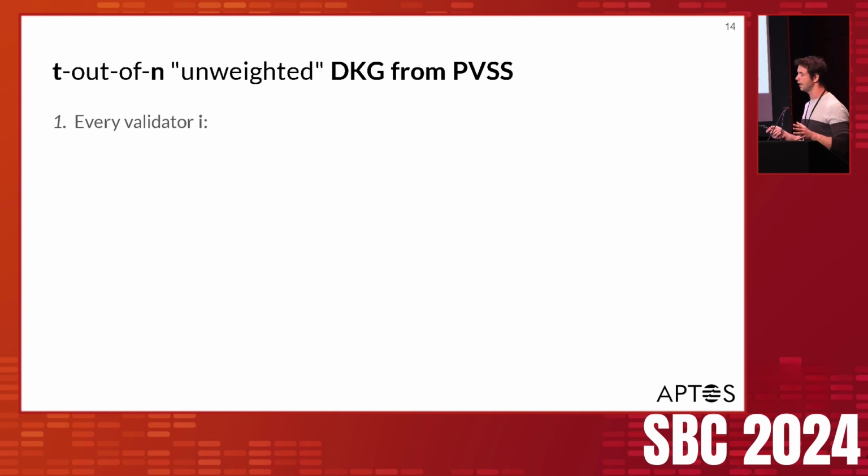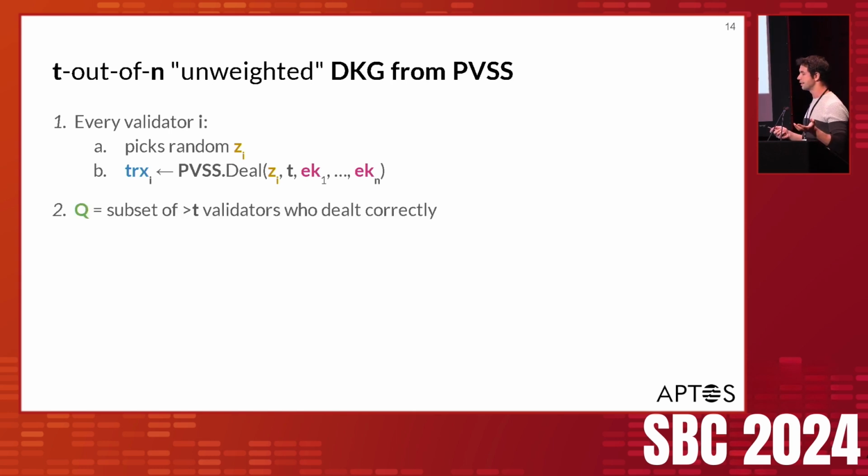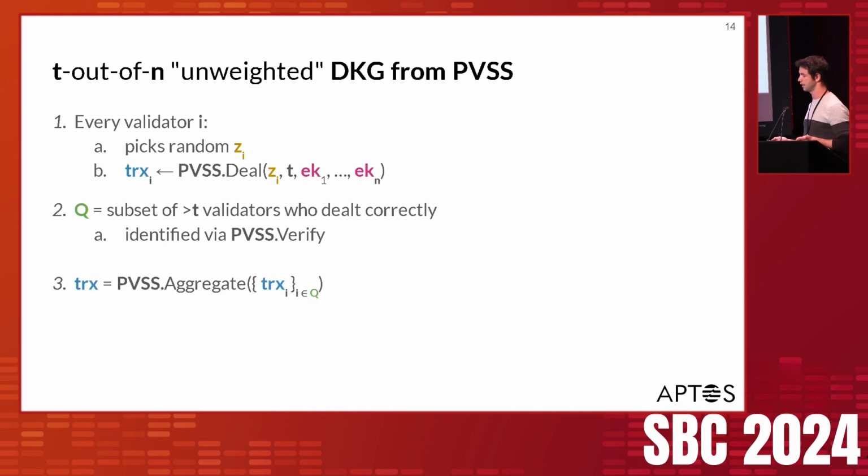So each validator i will pick a random secret z_i, and deal it via PVSS to the other validators with threshold t, and that defines a transcript TRX_i for validator i's secret. Then there will be some large enough subset of validators that have done this correctly, by the threshold assumption. We can identify the subset by calling PVSS verify on each transcript.